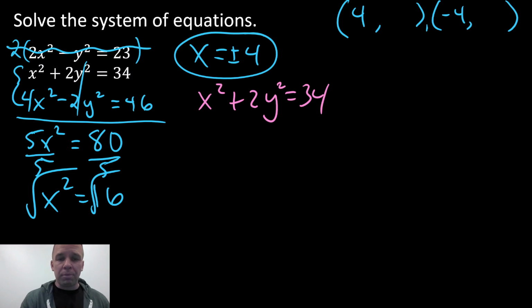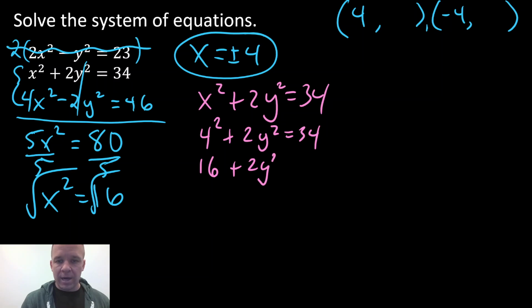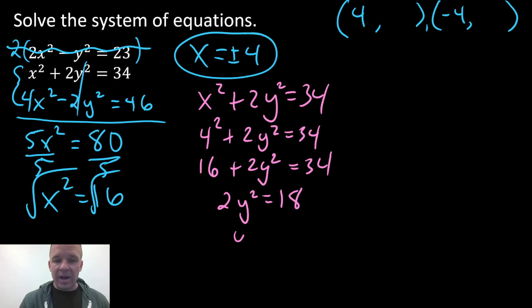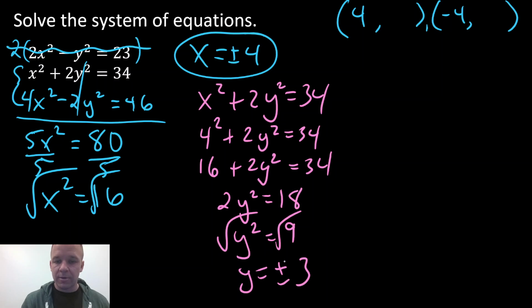So if I plug 4 in, I'm going to get 4 squared plus 2y squared equals 34. So I'm going to have 16 here. 2y squared equals 34, and if I subtract 16, I get 2y squared equals 18. Divide by 2, and I get y squared equals 9. Square root on both sides, I get y, not x, y equals plus or minus 3. All right, so when I plug 4 in, I get plus or minus 3. Cool. Now, that's saying it's 4 comma 3 and 4 comma negative 3.